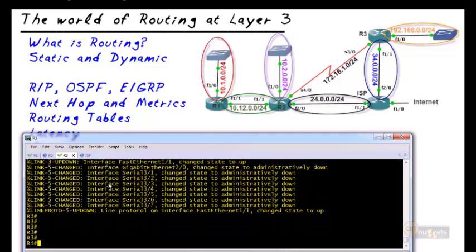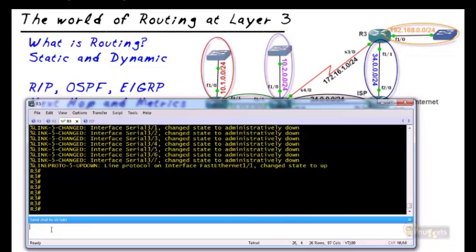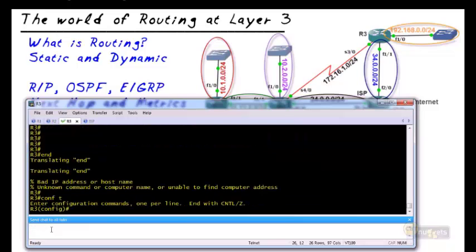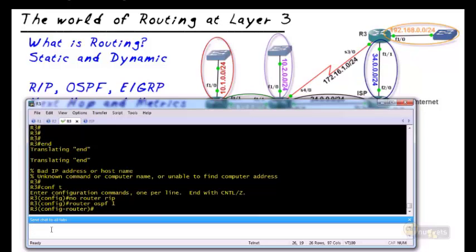So R3 is back, and I'm going to use some sweeping changes here again. I'm going to go ahead and do configure from the terminal, no router RIP. That will remove RIP from all these boxes. And let's do a router OSPF 1. Again, the syntax isn't too critical, but the actual concept of understanding the difference between how a link state routing protocol works and a RIP distance vector routing protocol, that is critical.